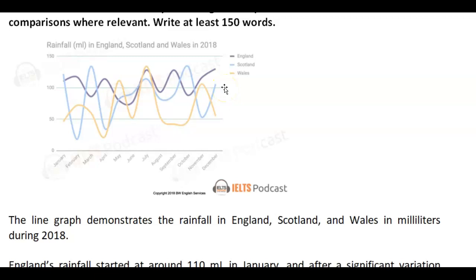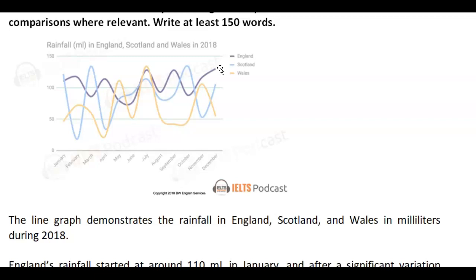Then I would talk about England, saying that it was a country with the second highest rainfall. I would say where it started. I would say that it fluctuated, but then it reached this low in May and June, and then continued on to have three peaks until the end of the year. One in July, one in September, and then one in December at whatever that number is, like 125 or something around there.